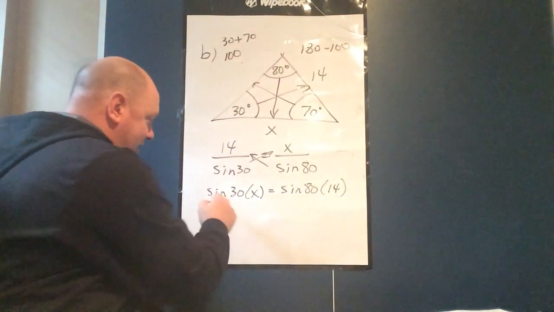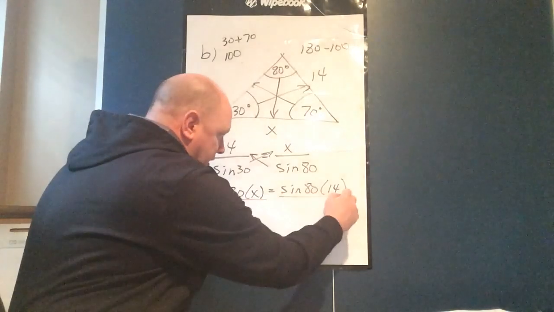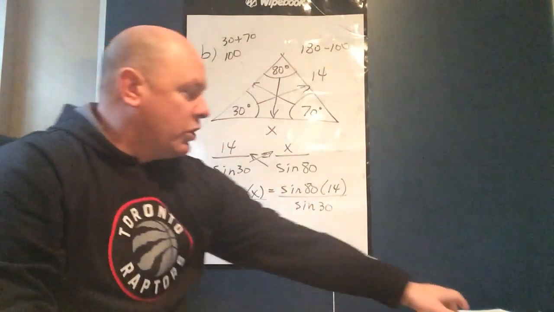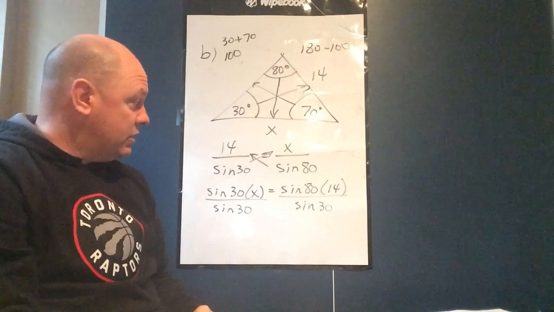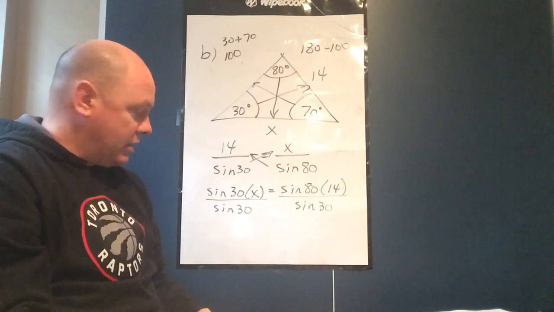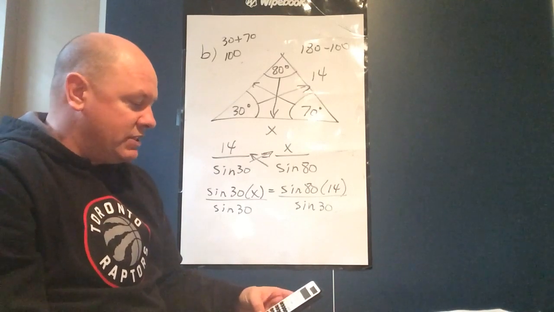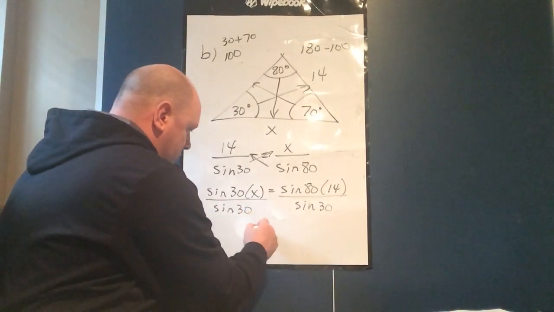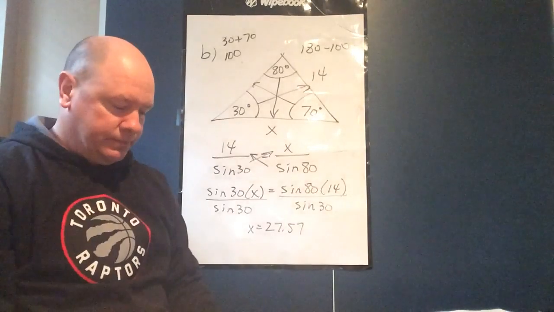Same idea as the last question. I divide by sine 30. Working this out, you take sine 80, and remember your mode has to be in degree form here, times 14 divided by sine 30, and we get our value of 27.57. So x equals 27.57 as my value here.